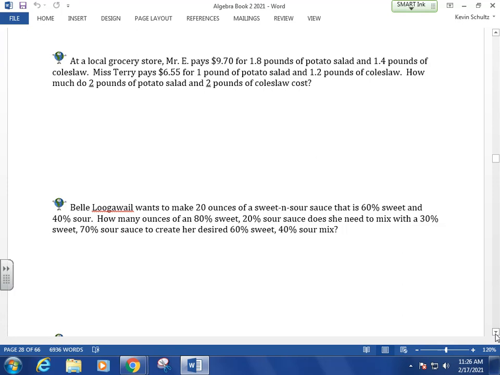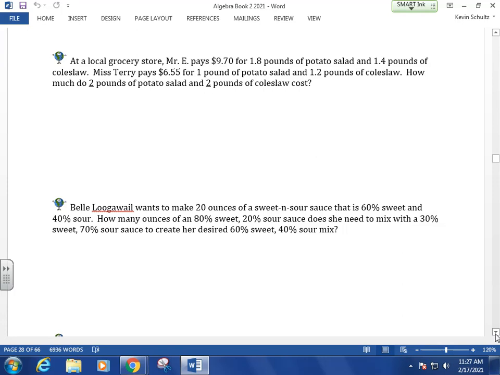Mr. E pays $9.70 for 1.8 pounds of potato salad and 1.4 pounds of coleslaw. Miss Terry pays $6.55 for 1 pound of potato salad and 1.2 pounds of coleslaw. How much do 2 pounds of potato salad and 2 pounds of coleslaw cost?